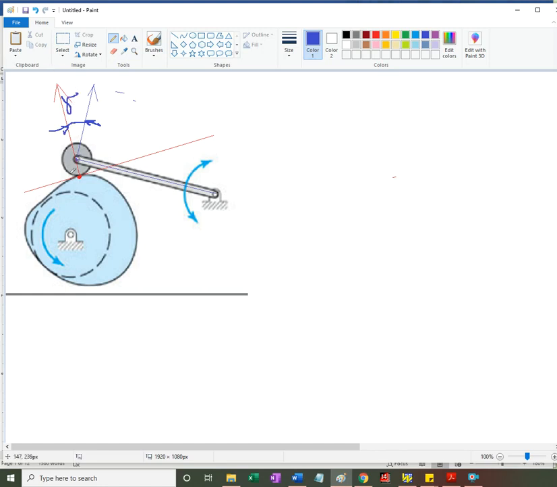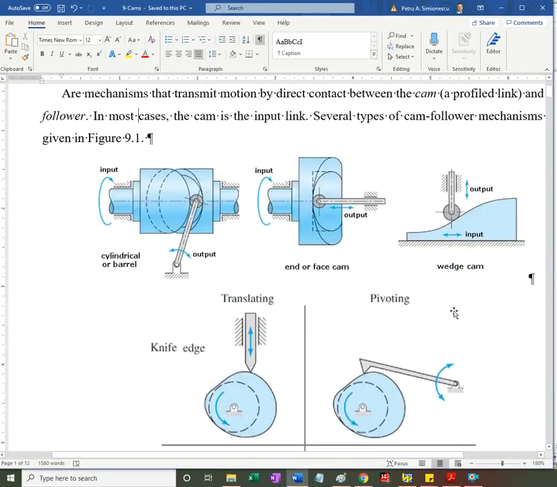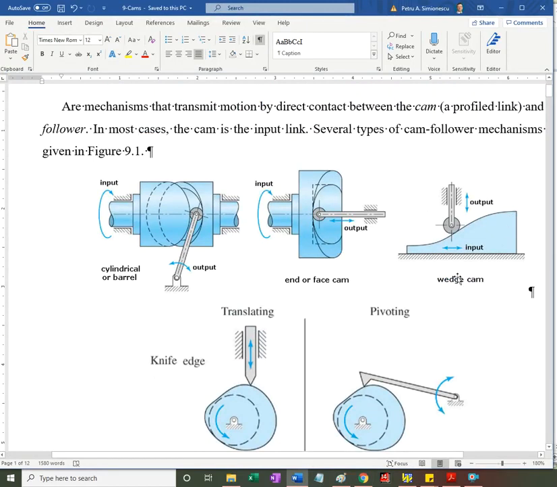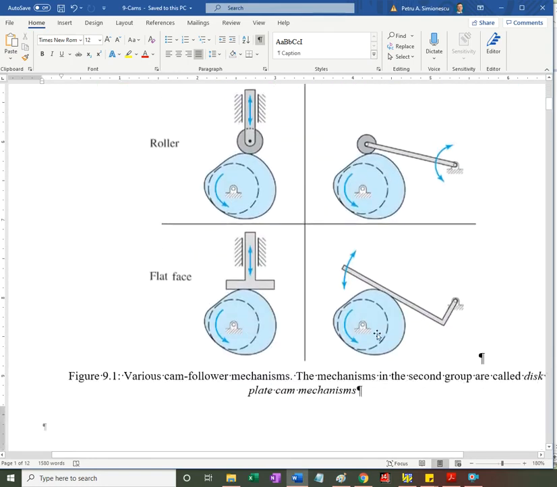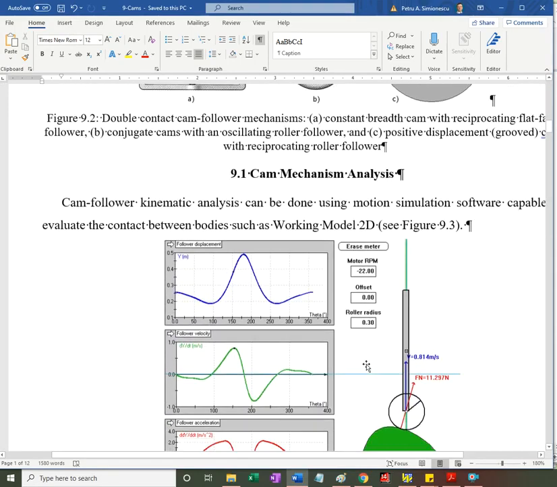Okay, so contact force goes through the center of the roller of the follower. We take the velocity of the center of the roller, and then the angle between the force vector and the velocity vector is going to be the pressure angle. I'm certain you can do this for this cam, could be also an oscillating roller, as well as for the other ones shown here, similar analysis.